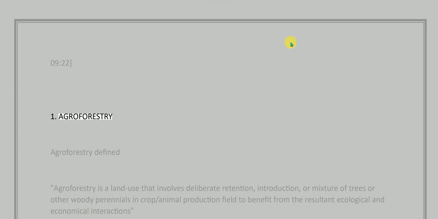1. Agroforestry. Agroforestry defined. Agroforestry is a land use that involves deliberate retention, introduction, or mixture of trees or other woody perennials in crop or animal production fields to benefit from the resultant ecological and economic interactions. In agroforestry systems there are both ecological and socio-economic interactions between different components. This implies that agroforestry normally involves two or more species of plants, or plants and animals, at least one of which is a woody perennial.